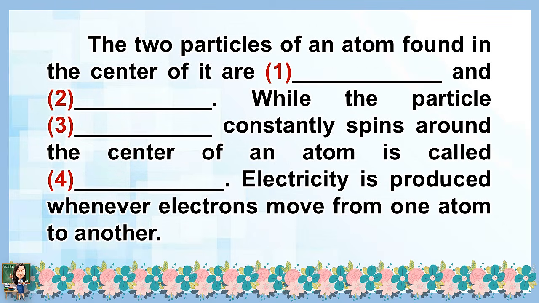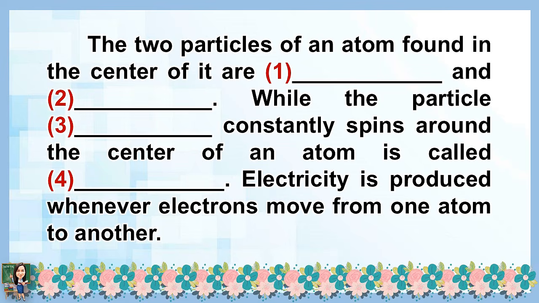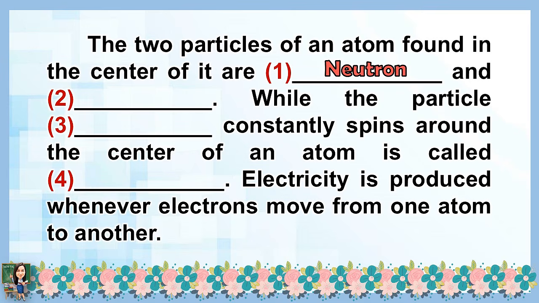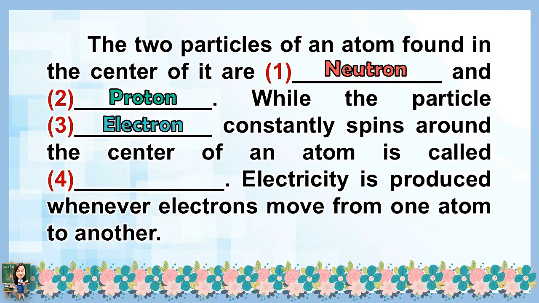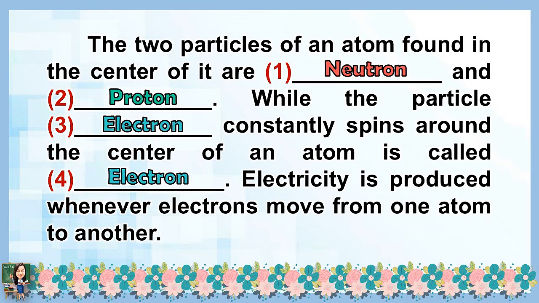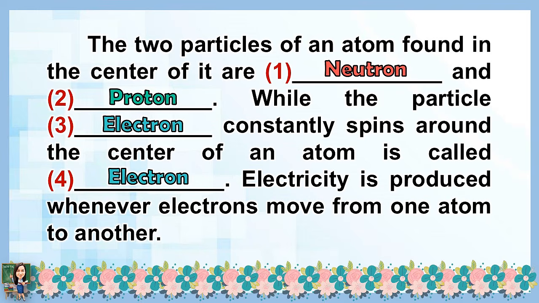Let's start. The two particles of an atom found in the center of it are neutron and proton, while the particle that constantly spins around the center of an atom is called electron. Electricity is produced whenever electrons move from one atom to another.